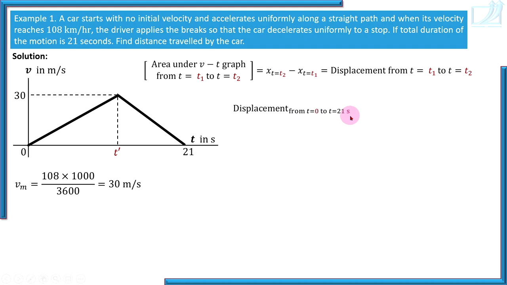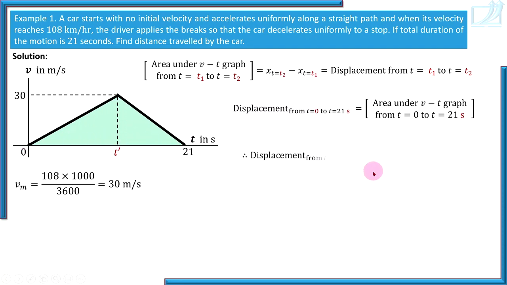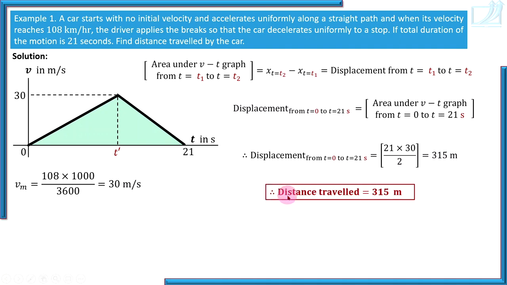Displacement from t equal to 0 to t equal to 21 seconds is equal to the area under the VT graph from t equal to 0 to t equal to 21 seconds. So this is that area under the VT graph. It is a simple triangle, base into height by 2. So base is 21, height is 30, divided by 2, and that is 315 meters. And we know that since the particle does not change its direction of motion, distance travelled is displacement.